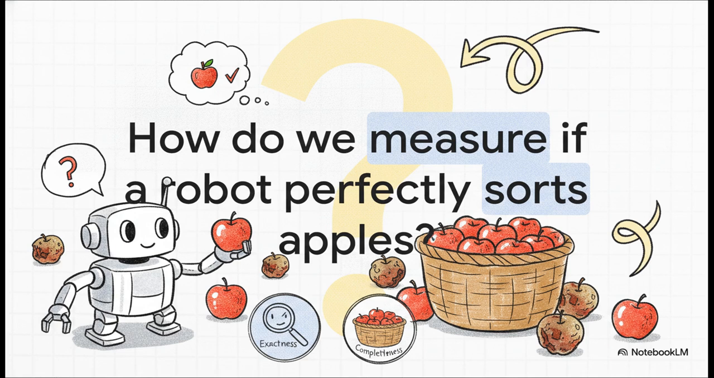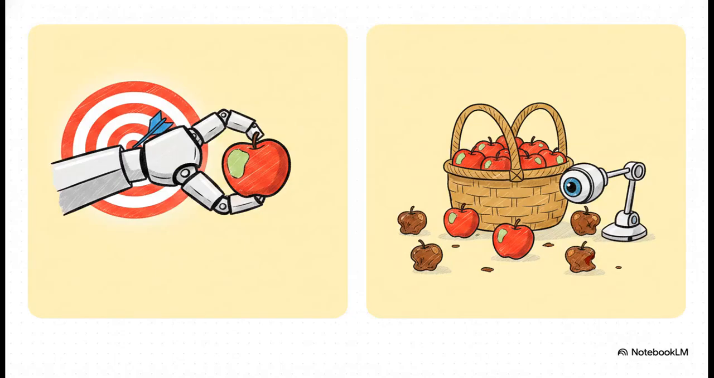We can't just vaguely ask, is it accurate? We have to ask two very specific questions. How exact was it, and how complete was it? This brings us to two absolutely crucial concepts, precision and recall. Precision is all about exactness. Out of all the apples the robot actually picked out, how many were truly good? If it grabs a rotten apple, precision drops. In our devices, high precision stops false positives. It's what stops your speaker from waking up when you didn't even call it.